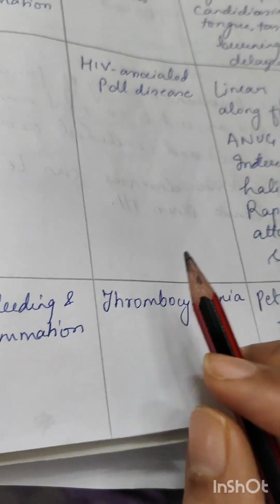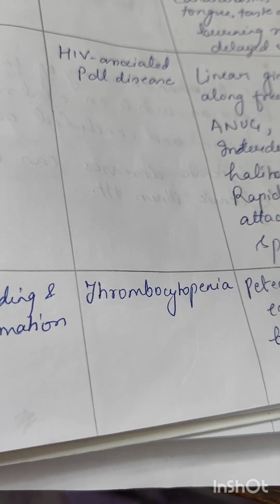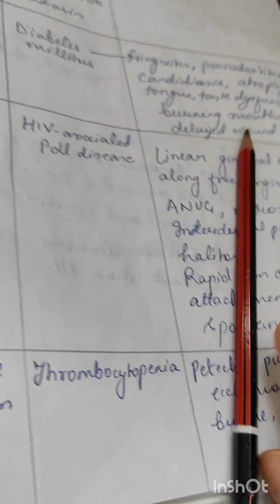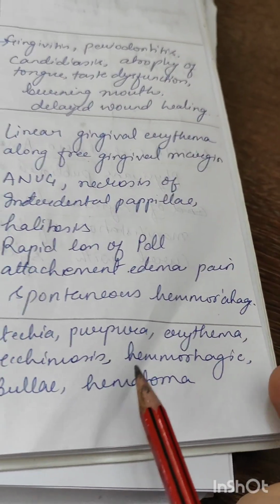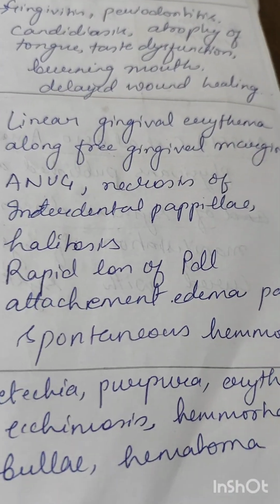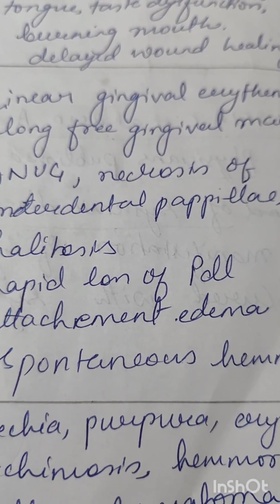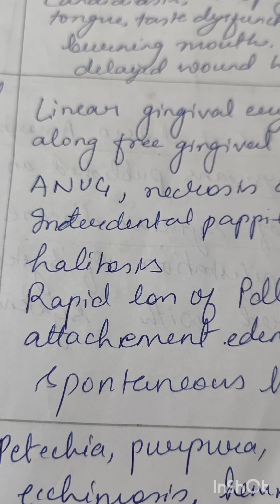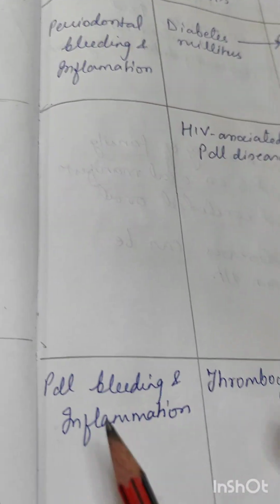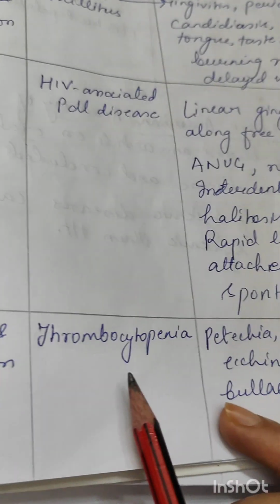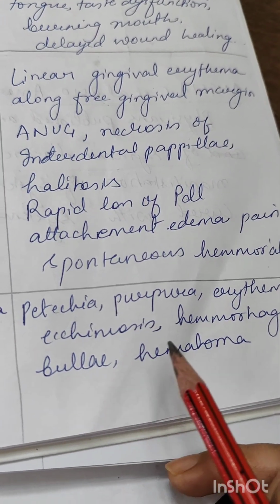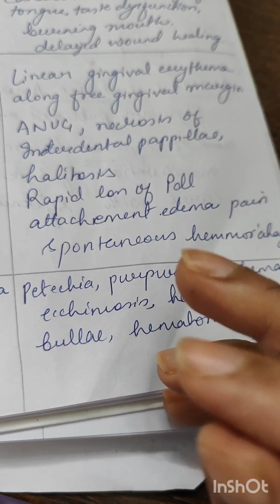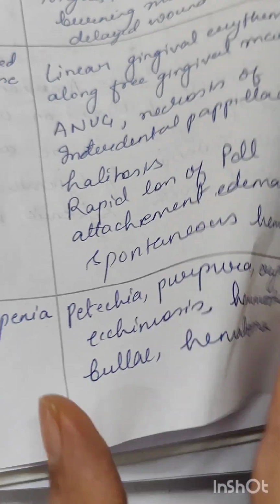Okay. Next, in cases of periodontal bleeding and inflammation, in cases of thrombocytopenia, that means a decrease in the blood platelet level, you will see petechiae, purpura, erythema, ecchymosis, hemorrhagic bullae and hematoma. Hemorrhage may occur with minor trauma, or very spontaneously. So again, periodontal bleeding and inflammation conditions, thrombocytopenia, which may show petechiae, purpura, erythema, ecchymosis, hemorrhagic bullae, and hematoma, and on minor trauma there will be profound bleeding.